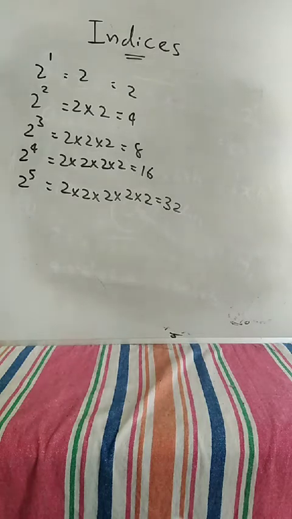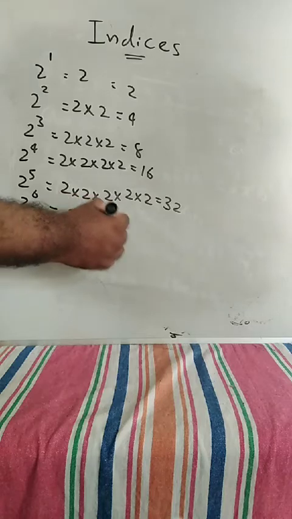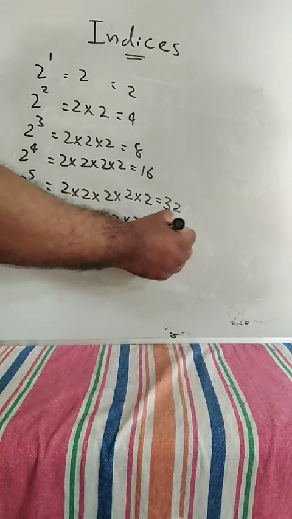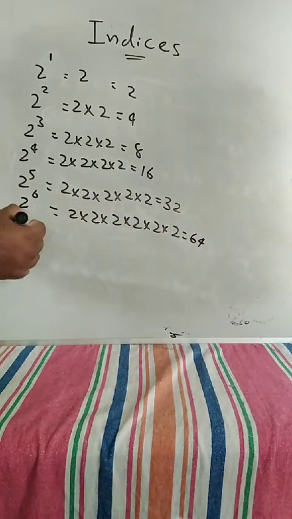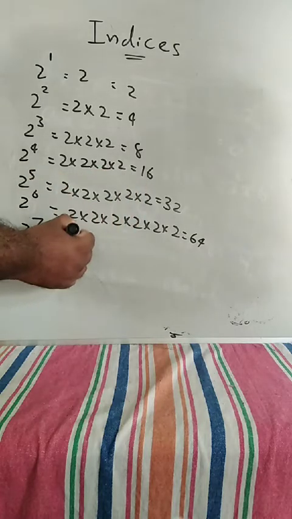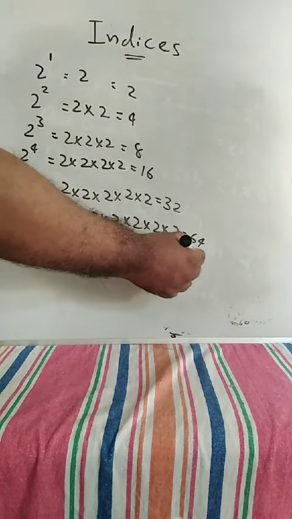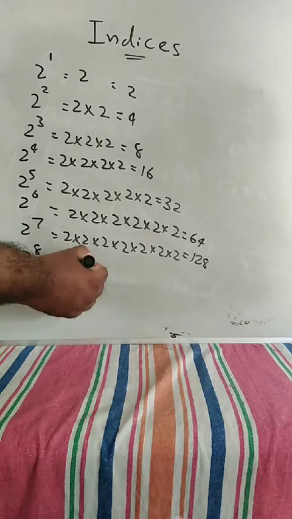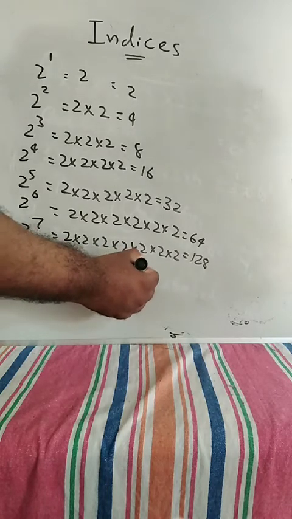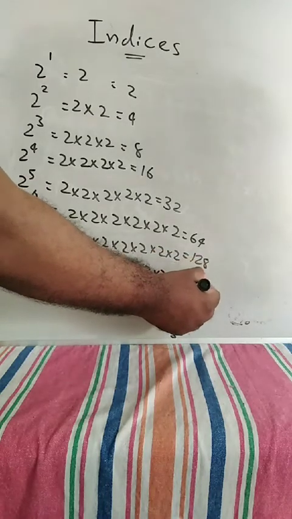Right, did you write this? Now 2 to the power 6. 2 to the power 6 means 2 into 2 into 2, 6 times here. Then 32 into 2, 64. Then 2 to the power 7 means 2 should be multiplied 7 times. Then 64 into 2, 128. Then 2 to the power 8 means 2 should be multiplied 8 times. Then 128 into 2, 256.